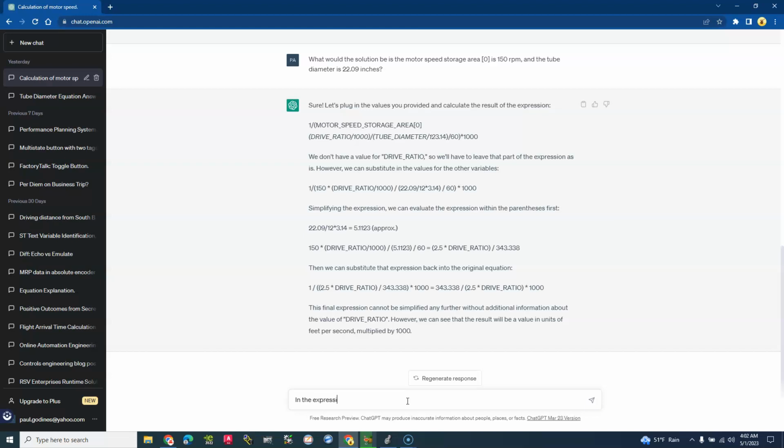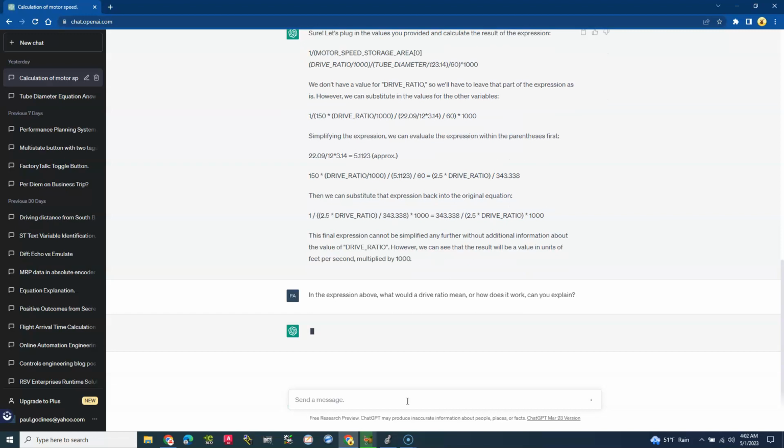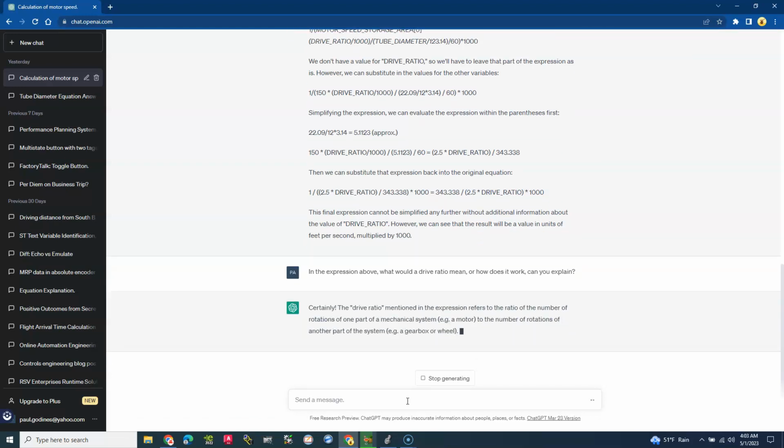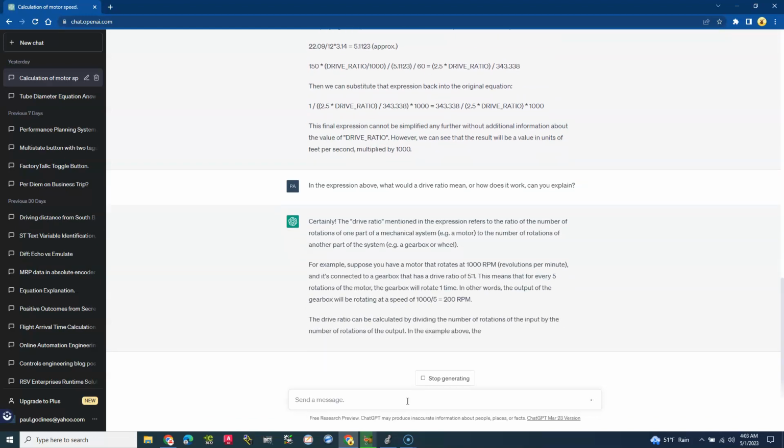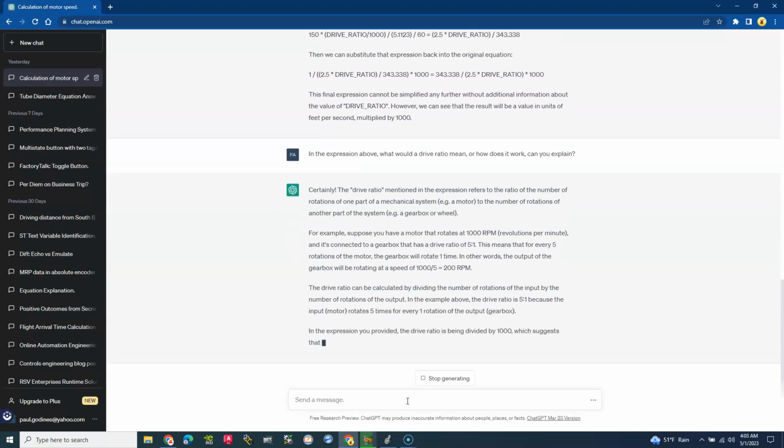In the expression above, what would a drive ratio mean, or how does it work? Can you explain? All right, so we're going to say, explain to me what a drive ratio is, because I may not know. Okay, and then it's going to, based on the information in the expression above, what would a drive ratio mean? And then we'll give it the answer, a part of the new information that we have.